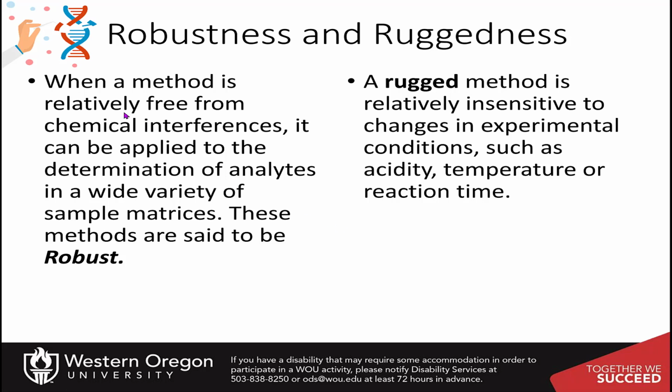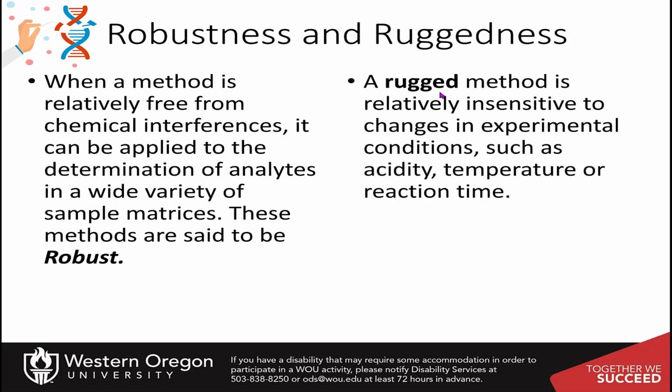So if your method is relatively free from chemical interferences, it can be applied to the determination of analytes in a wide variety of sample matrices. These methods are said to be robust, right? So disregarding what type of sample matrices you have your analyte in or mixture, if your methodology can handle that, then it's going to be a robust methodology.